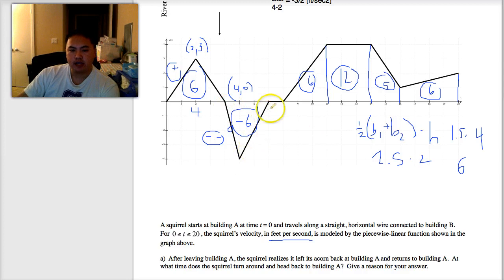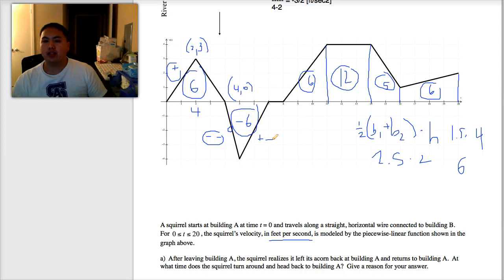In this segment right here, his slope is positive but the value is negative. That tells me he's slowing down backwards, like he's walking backwards but slowing down. Okay? So just to make it clear, here, the value is positive, the slope is positive. He's speeding up and running forward.